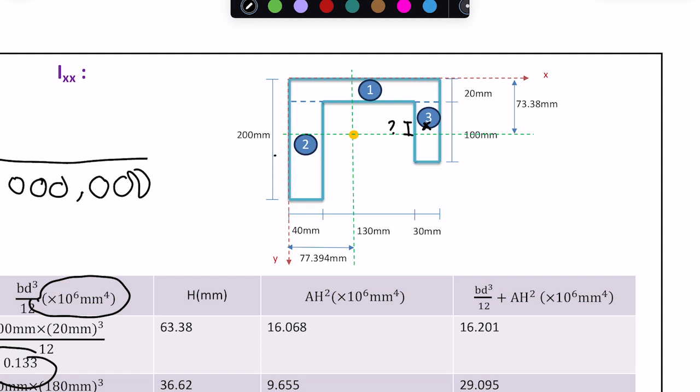What you need to find is, from this centroid to the top of the section, so to reach the centroid, it means half, 100 mm divided by 2. So if you add 20 above here, then it becomes 70. So the balance to reach the overall centroid is 73.38 mm minus 70. You will get 3.38 mm. That is the value we want, the value of H.